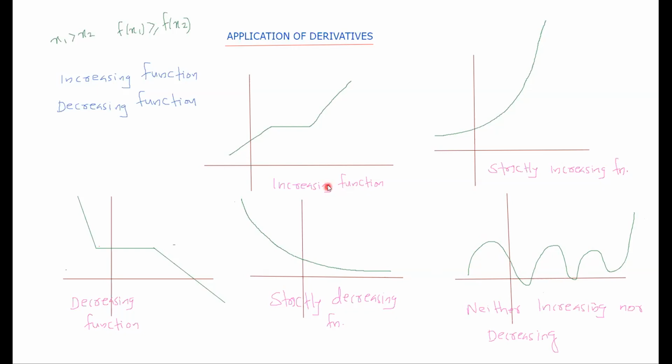And what is the relation with the derivative, that we will discuss. But first, what is meant by increasing function and decreasing function? When x values are increasing, the function value is also increasing, then it is an increasing function. When x values are increasing, the function value is decreasing, that is a decreasing function. But in the last case, it is not completely increasing. It is increasing, then decreasing, then increasing, then decreasing. That type of function is neither increasing nor decreasing. Okay?